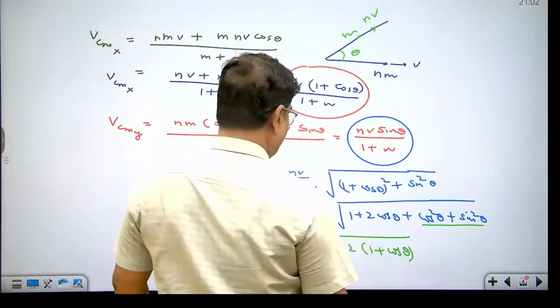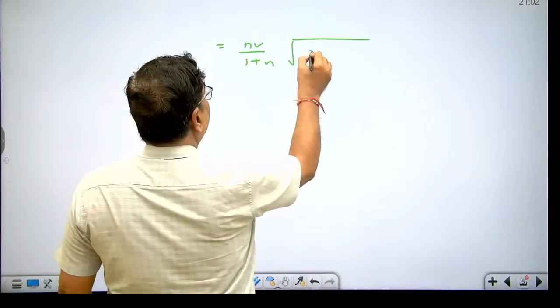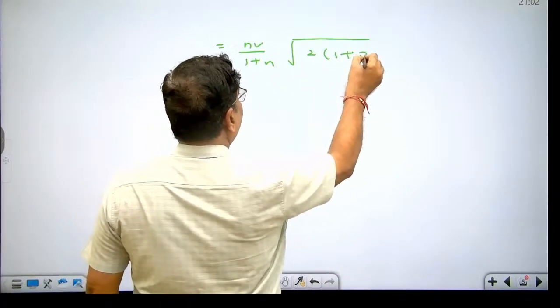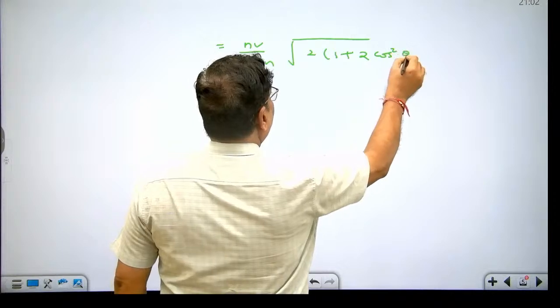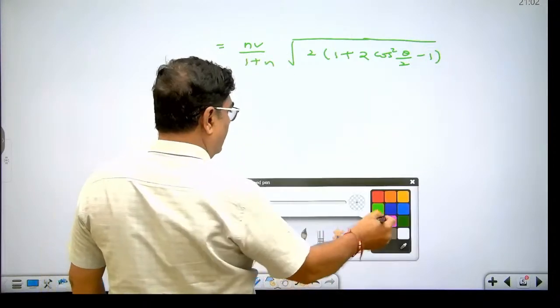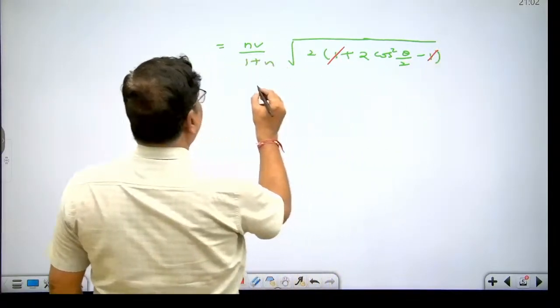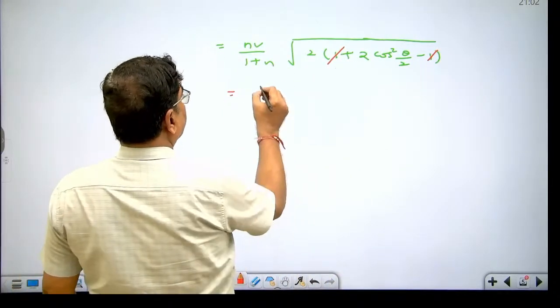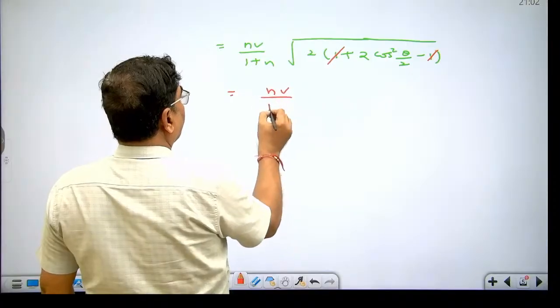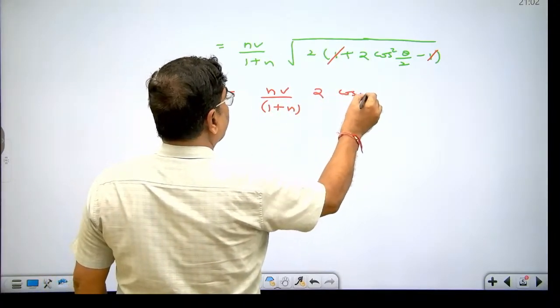And this is 2(1 + cos theta). Cos theta can be written as 2 cos square theta by 2 minus 1 from trigonometric relations. Dear student, 1 and 1 will get cancelled. So we will get 4 cos square theta by 2. So nv upon 1 plus n, this is 2 cos theta by 2.